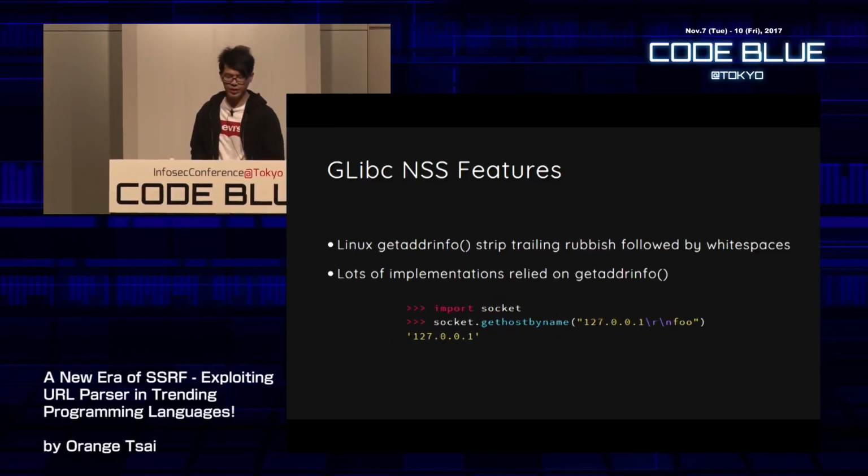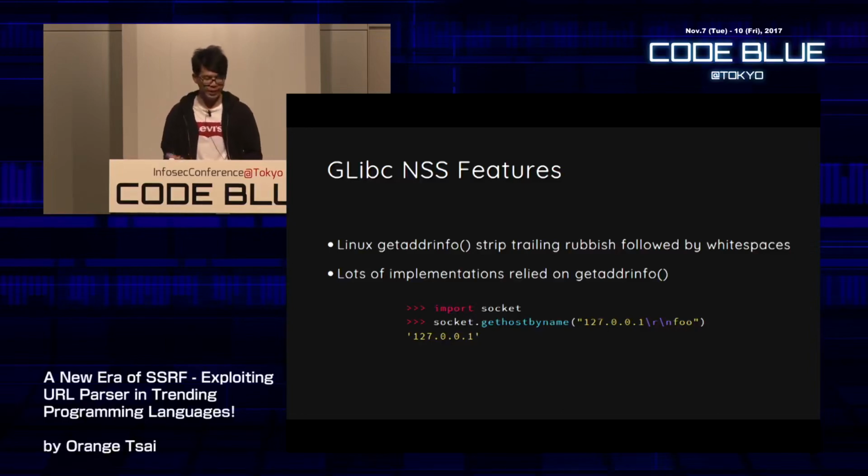getaddrinfo is a very fundamental function in Linux. For example, the function gethostbyname in the Python socket module relies on Linux getaddrinfo. So the FOO in the domain name will be removed. This makes it possible to do more complex attacks based on the polluted domain name.